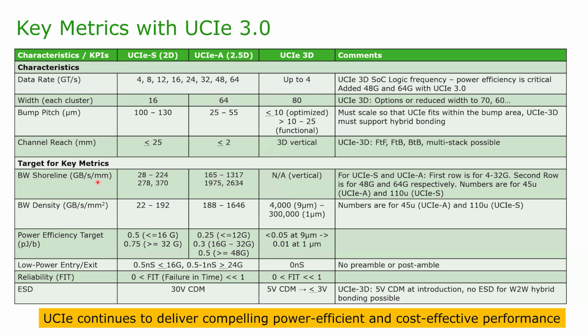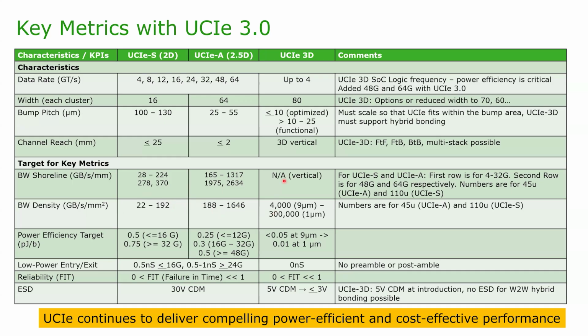Now, if you look at the metrics, this is the bandwidth density, bandwidth per source line, and then the bandwidth density as in over the area. You get a range for 2D and 2.5D, and that range depends on the operating frequency. For example, over here, you get 188 gigabytes per second per square millimeter at 4 gig. You will get 376 gigabytes per second per square millimeter at 8 gig. You will get 1646 gigabytes per second per square millimeter at 64 gig.